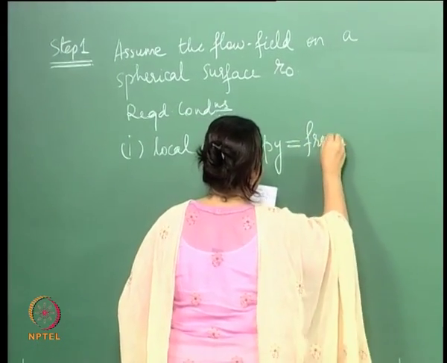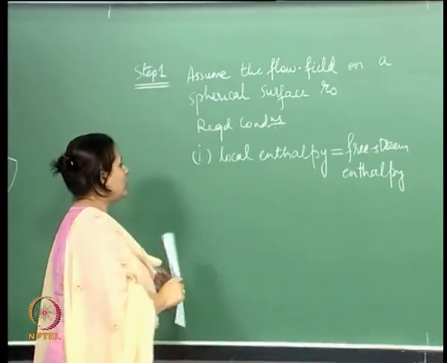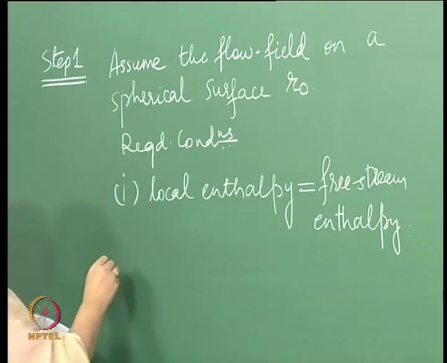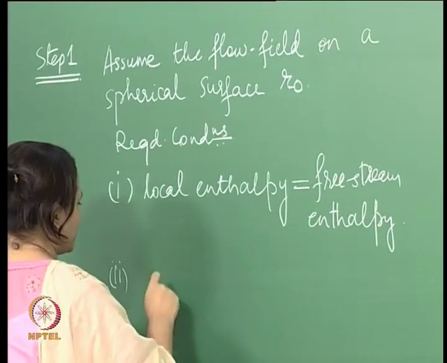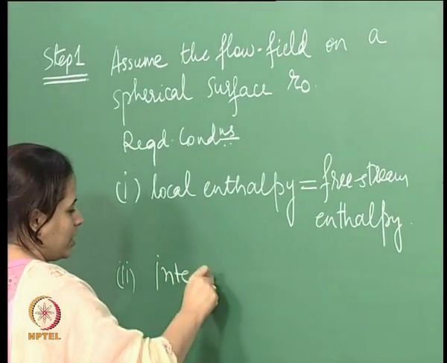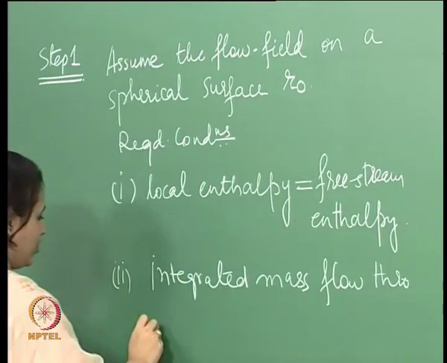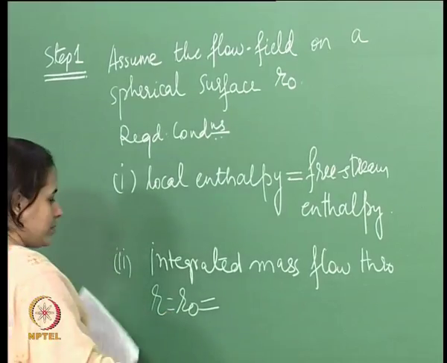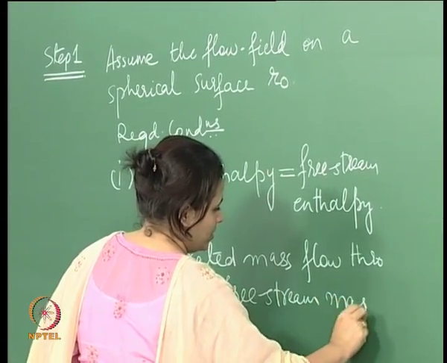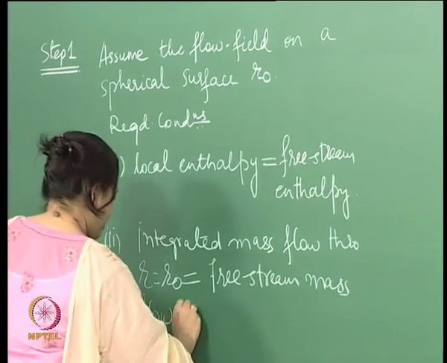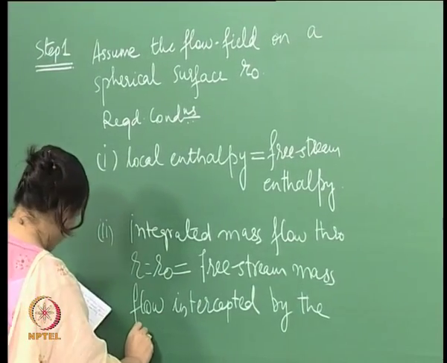Local enthalpy should be equal to the free stream enthalpy, and the mass flow rate through r is equal to r naught. So, the total or integrated mass flow through this surface is equal to the free stream mass flow intercepted by the spherical surface.